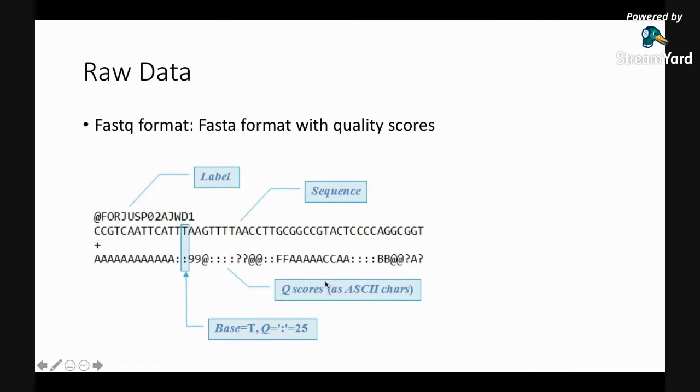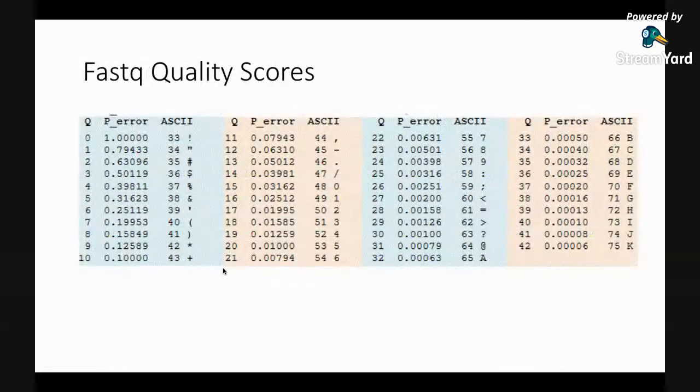These quality scores are called Q scores, and they are in ASCII characters. I'll come to that. For every base pair, you will have a corresponding quality score. So this base pair C has a quality score of A, and so on. For example, this T has a quality score of colon. Now it doesn't really make sense, right? What does this A, colon, 9, all of this mean?